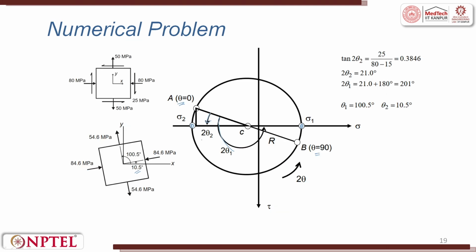So, now what we are supposed to do is find out tan 2 theta, because this is the angle. So, tan 2 theta is nothing but 25 by 80 minus 15, which is this. So, 2 theta is tan inverse, which is 21 degrees. So, this is 2 theta, right. So, 2 theta, this is 21, and when you want to find 2 theta of this plus 180, you do it and then you get 201. So, theta 1 will be 100.5 degrees and theta 2 will be 10.5 degrees.